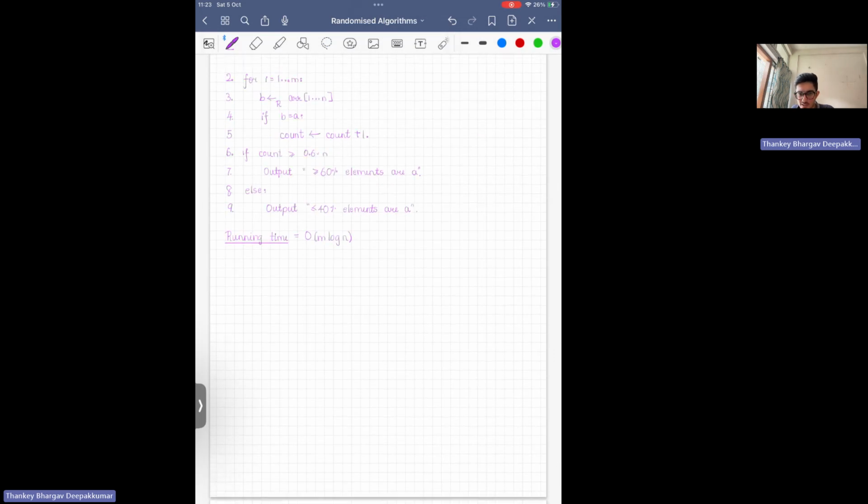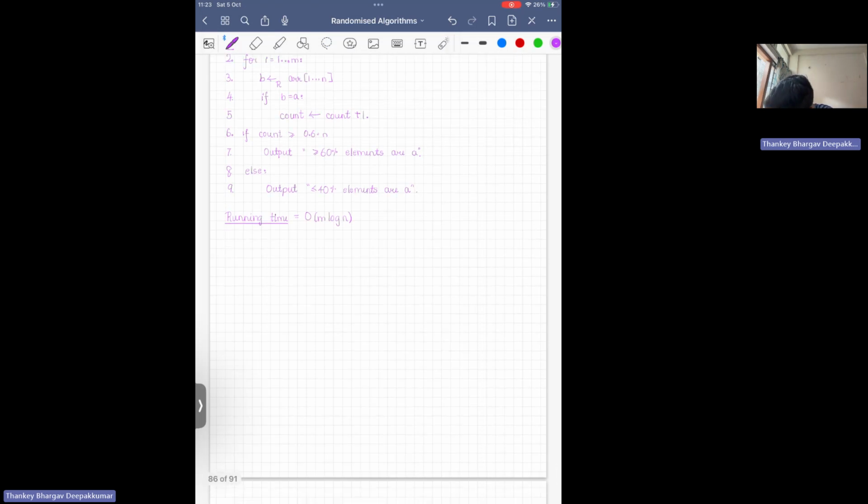The algorithm fails in two cases. The first is when the array has at least 60% A's, but the algorithm outputs that at most 40% of elements are A, and the other is when the array has at most 40% A's, but the algorithm ends up outputting that greater than or equal to 60% of the elements are A. I will analyze only one of these cases. The analysis for the other case is analogous. Okay. So the case we'll analyze is this.